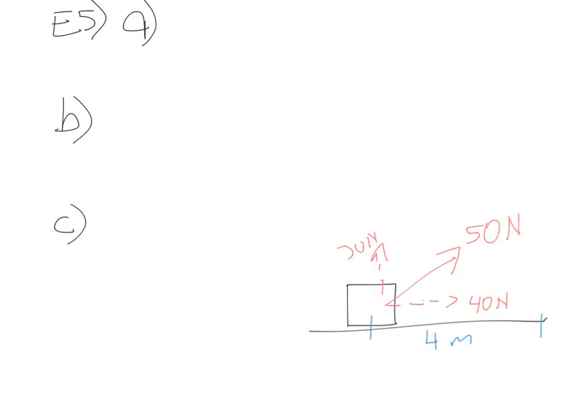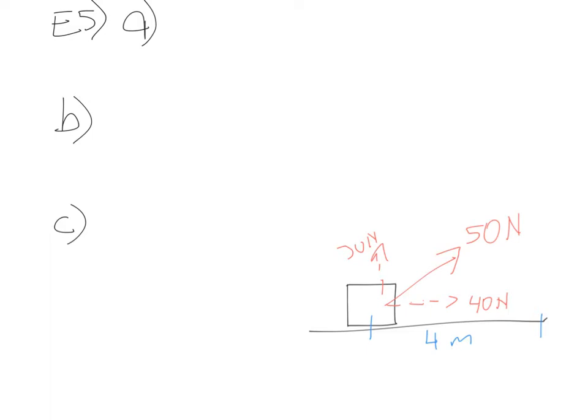Exercise 5 has 3 parts. We have a box, and we're dragging it, a crate. We're dragging it with a force of 50 newtons, and that 50 newtons is at some angle, which means that not all of the force is pulling in the direction of the displacement. Some of it is pulling up. So we have 30 newtons of force pulling up and 40 newtons of force pulling to the right, and we move the box 4 meters to the right.